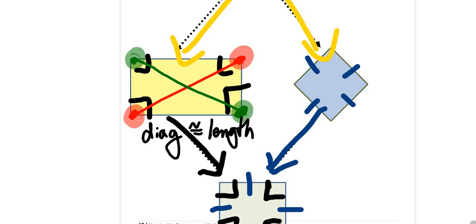Now come over here to the rhombus. Once again, draw on the diagonals.